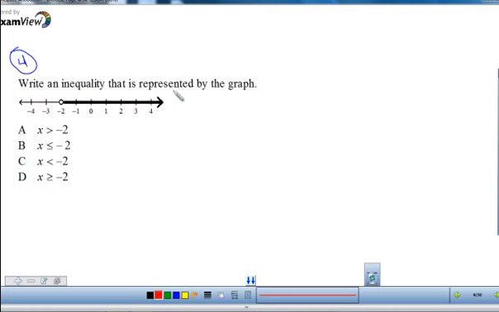Okay, so write an inequality that represents the graph. Okay, so notice I have an open circle. So an open circle means it's going to have no line underneath, so no equal sign. Okay, so we're going to have x and negative 2. Since the arrow is pointing to the right, the inequality is also going to point to the right. And once again, since it's open, it's going to have no line.